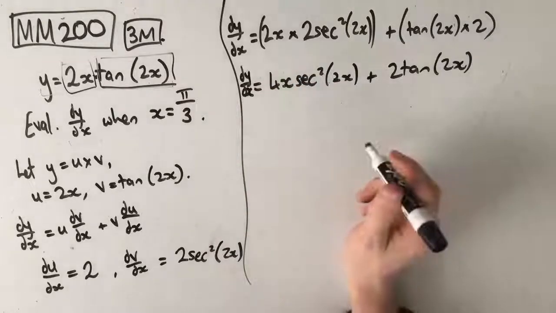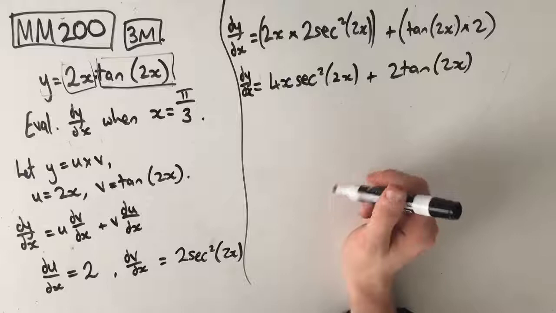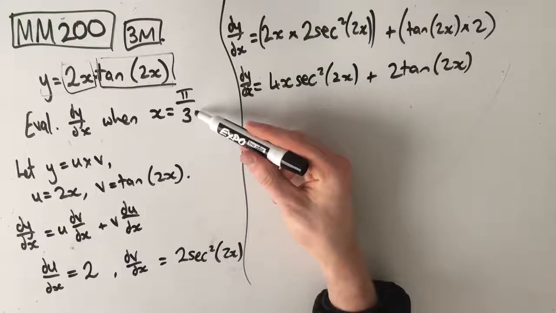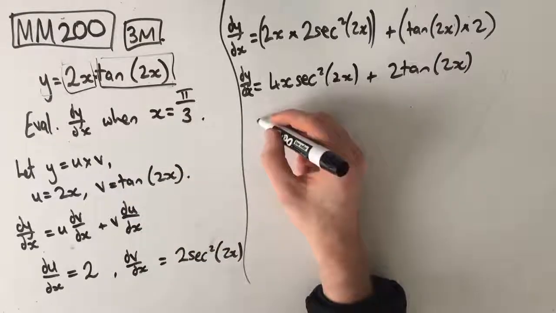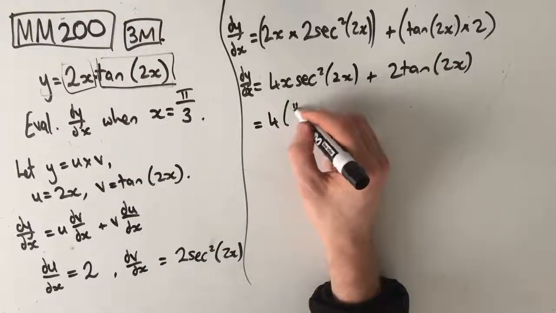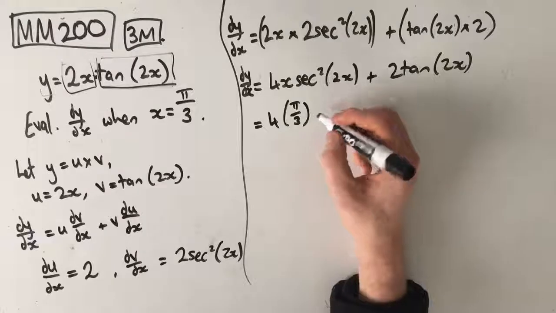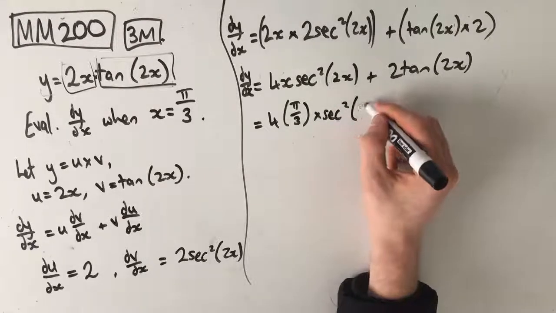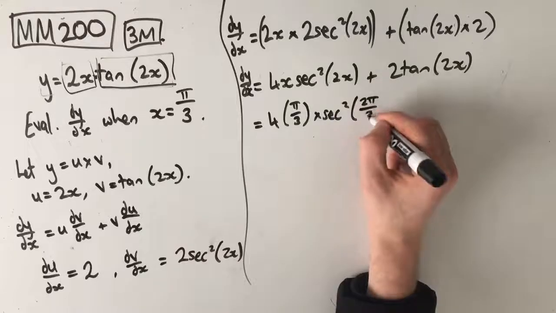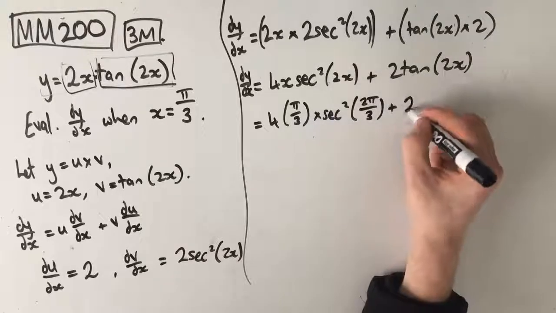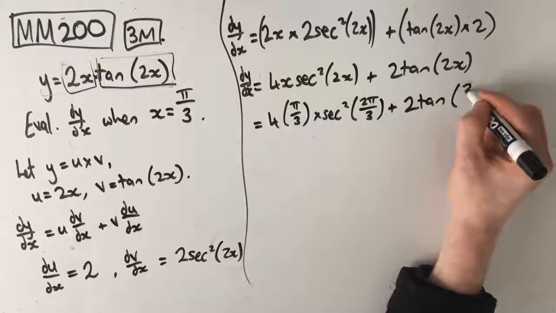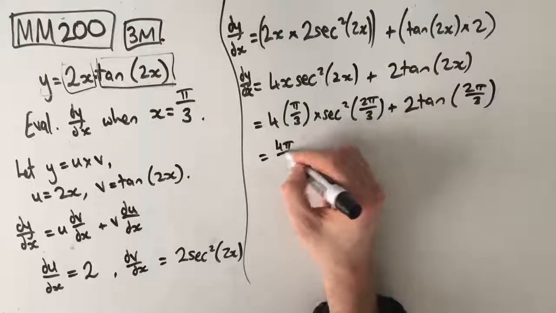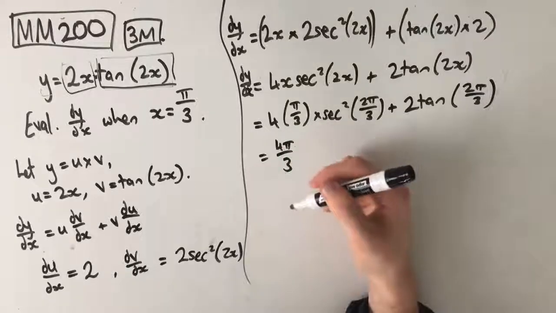So now let's sub in our values. We know that x is meant to be equal to pi on 3 at dy/dx. So all we're going to do is just sub in our pi on 3 for x. So we get 4 times pi on 3 times sec squared of 2 times pi on 3, which is 2 pi on 3, plus 2 tan of, again, 2 pi on 3.